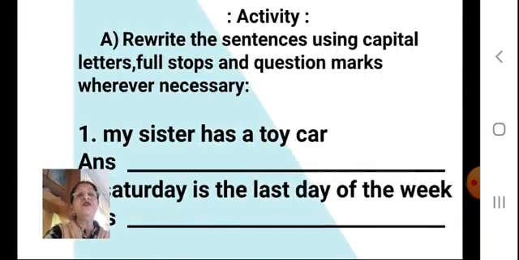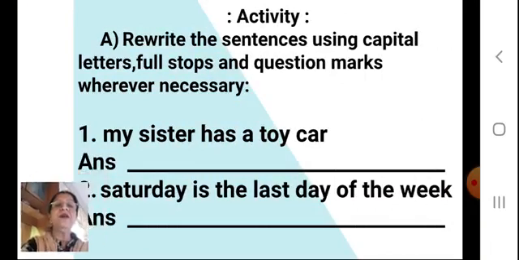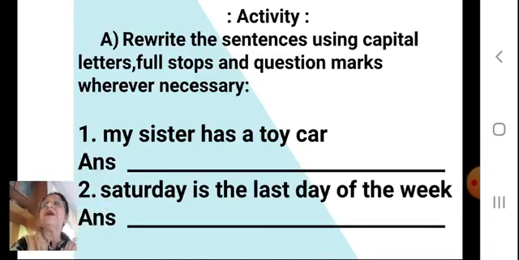Right. So now children, all of you take out your English grammar book and open page number 54. Page number 54, and we will start with the activity. Now this is the first activity. Are you ready, children? So rewrite the sentences using capital letters, full stops and question marks wherever necessary. So here the sentences: my sister has a toy car.